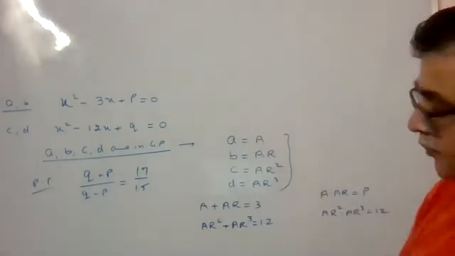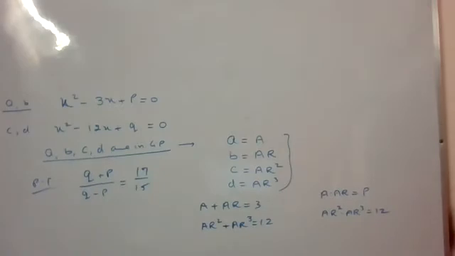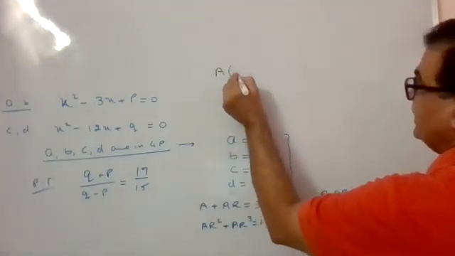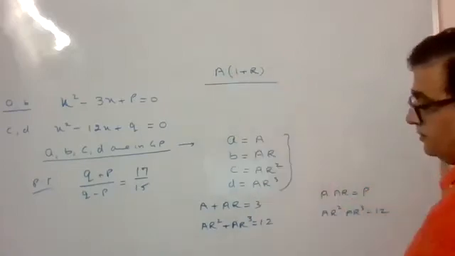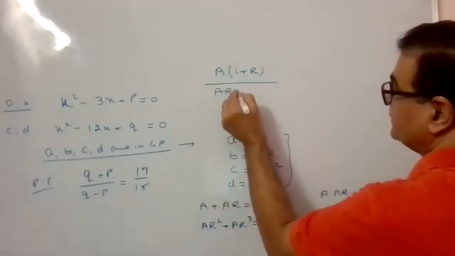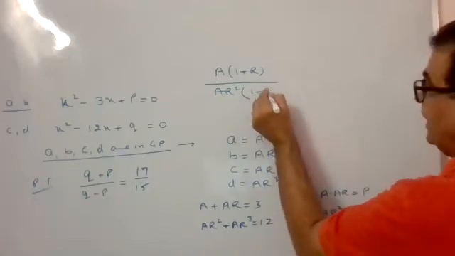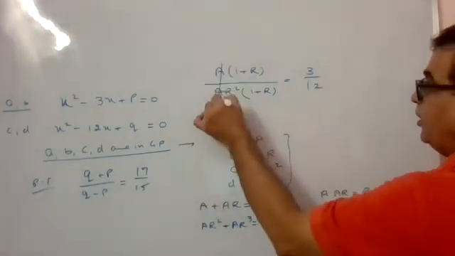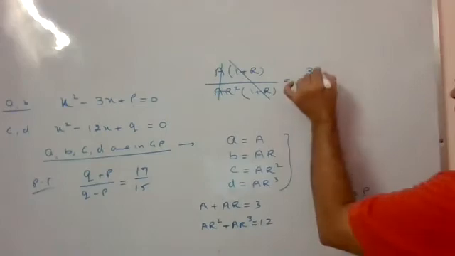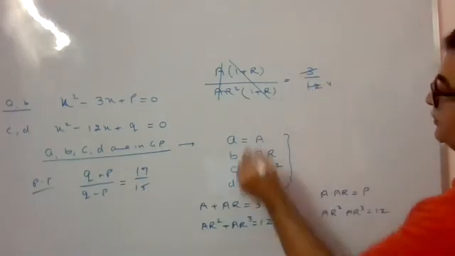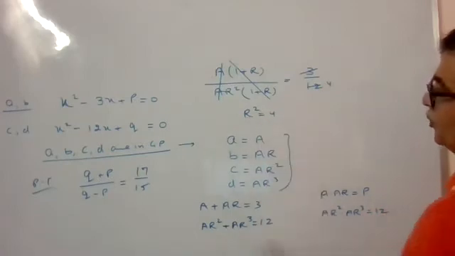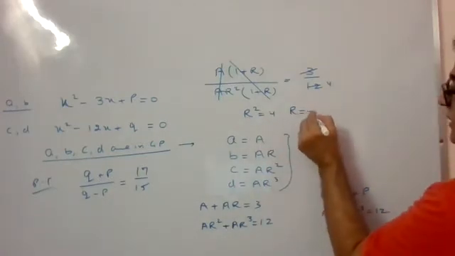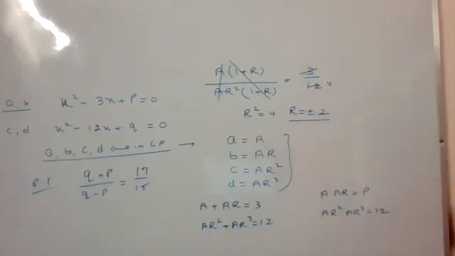Now if I take these two equations and divide them, common is A(1 plus R) or 3, and here we will take common AR square(1 plus R), which comes out to be 3 by 12. This A gone, 1 plus R gone. 3 fours are 12, so I got R square is coming 4. That means R will be plus minus 2. If you know R, then I can get A also.